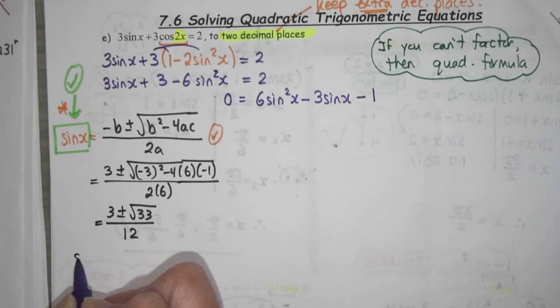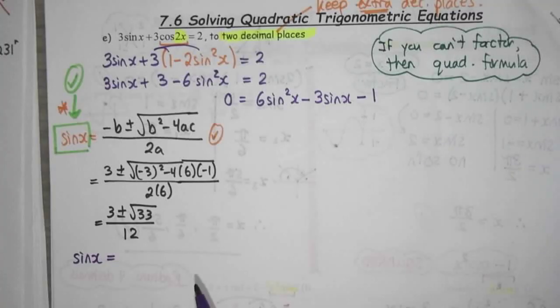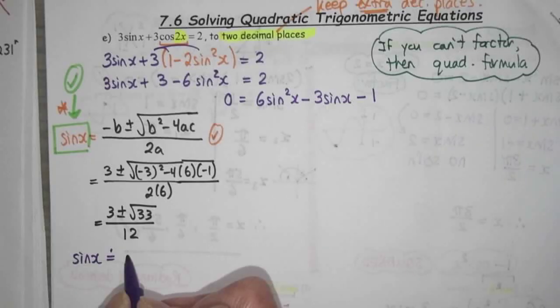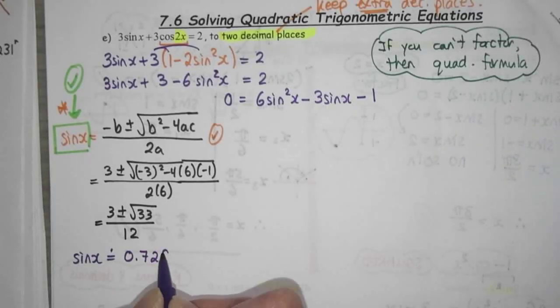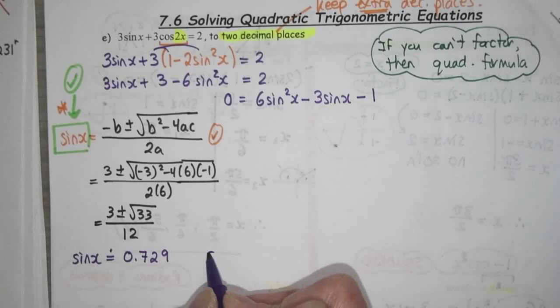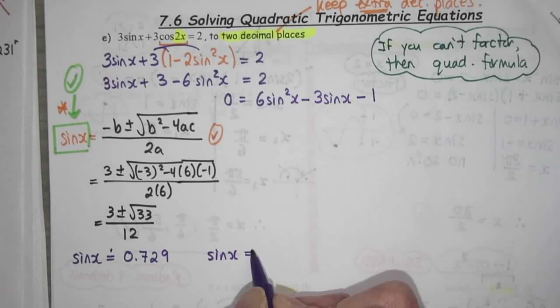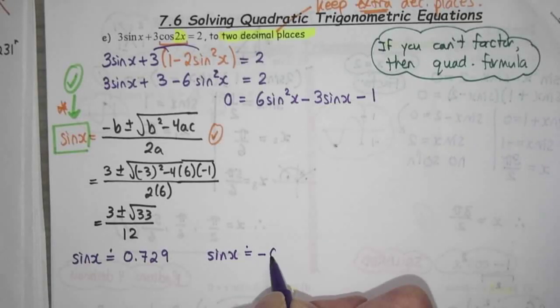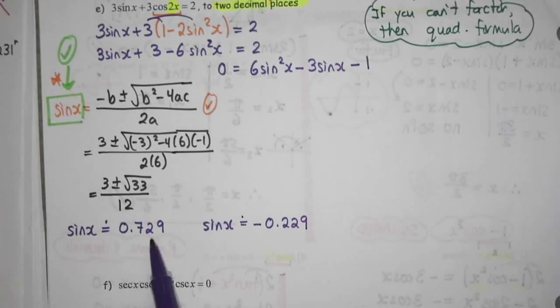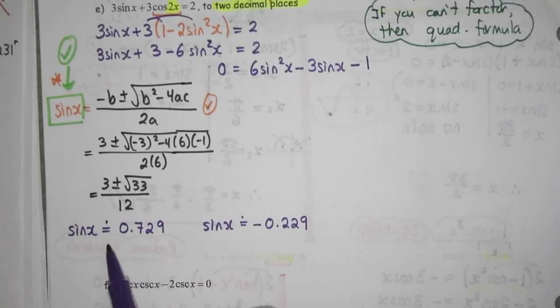So if I get this, I'm going to answer this. I'm going to get sine x equals approximately, I got 0.729 for one of them, right? And then sine x equals approximately negative 0.229. So I kept an extra. Does that make sense? And it's sine x, not x. Don't fall into the trap that you think that's actually x. A lot of people go, oh, my angle is, that's not your angle yet.